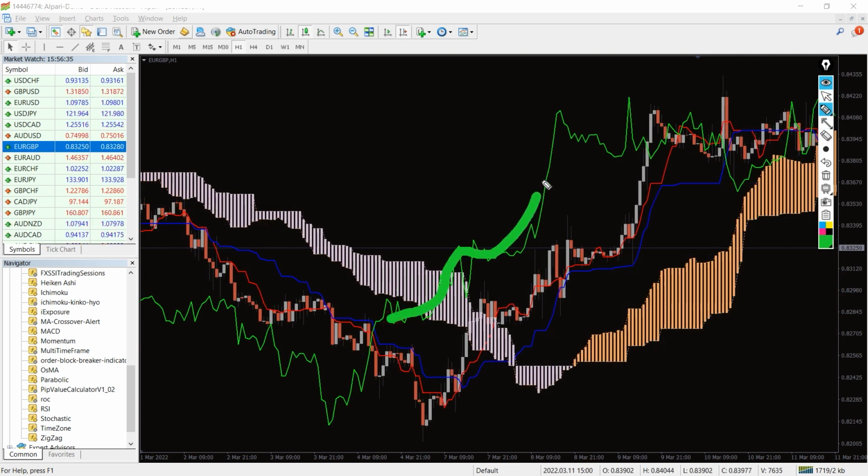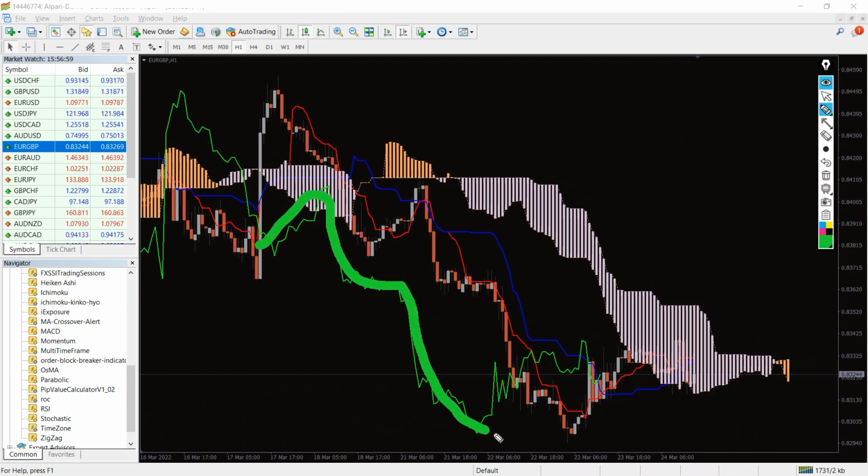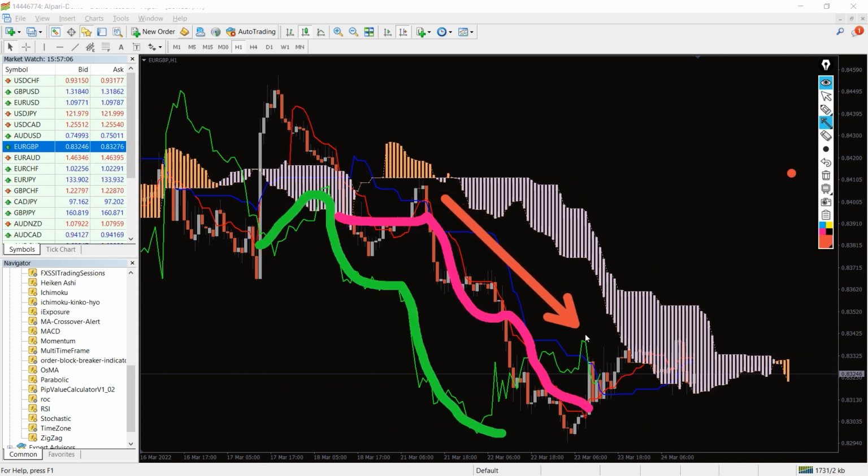The Chikou Span is another useful trend trading component of the Ichimoku Kinko Hyo. When the price is above the lagging green line, the market is bearish, and when the price falls below the line, the currency pair is bullish. It may sound counterintuitive, but that's just the way it is.